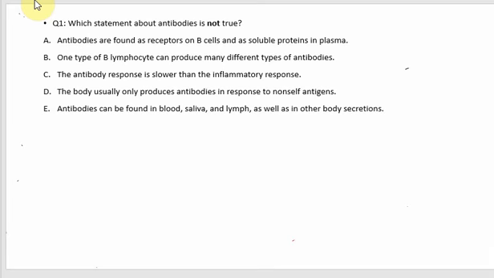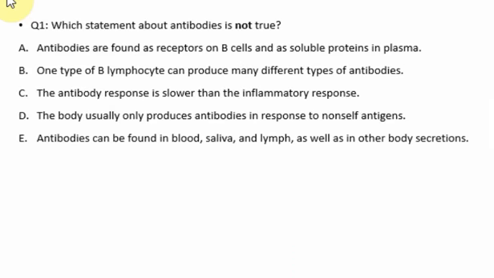Now here there is a question: which statement about the antibodies is not true. So there are a couple of options mentioned here. These options are: A, antibodies are found as receptors on the B cells and as soluble proteins in the plasma. Then option B is, one type of B lymphocyte can produce many different types of antibodies.